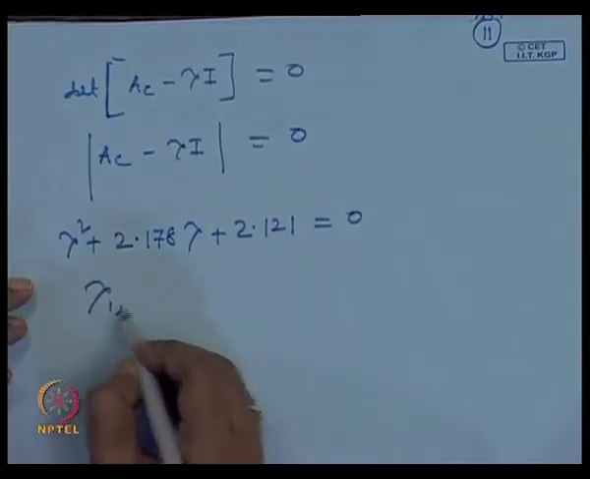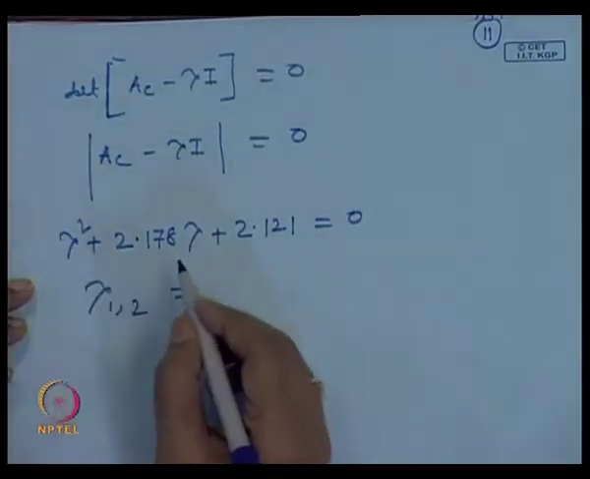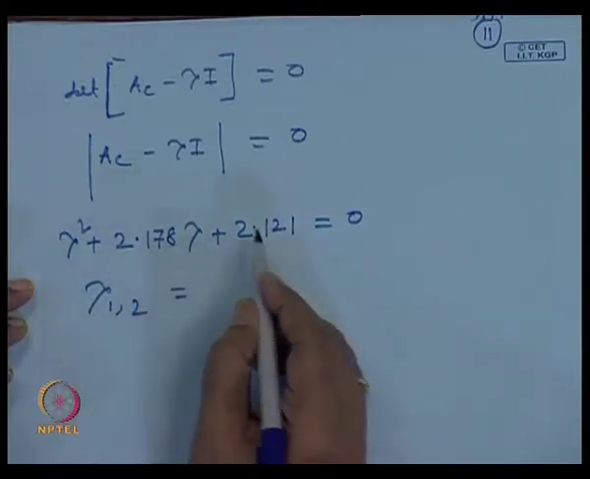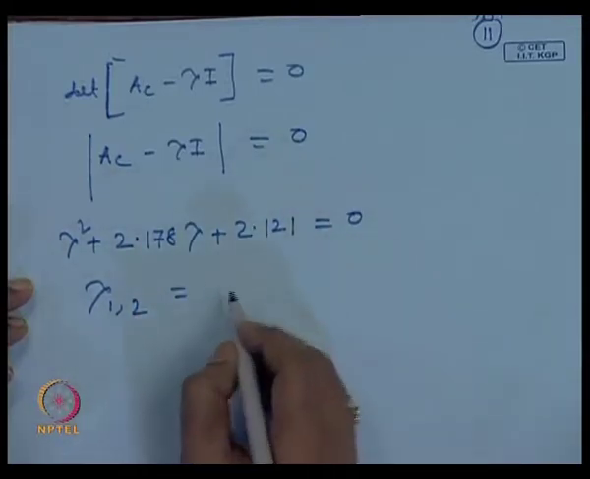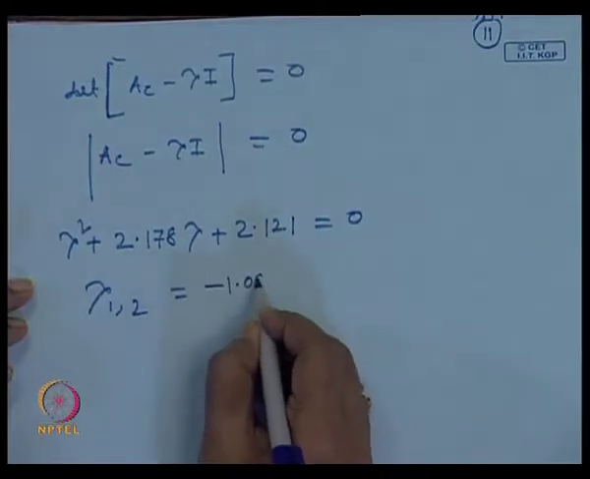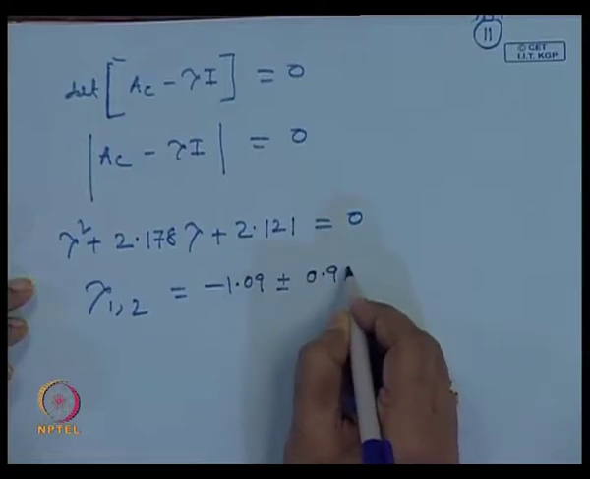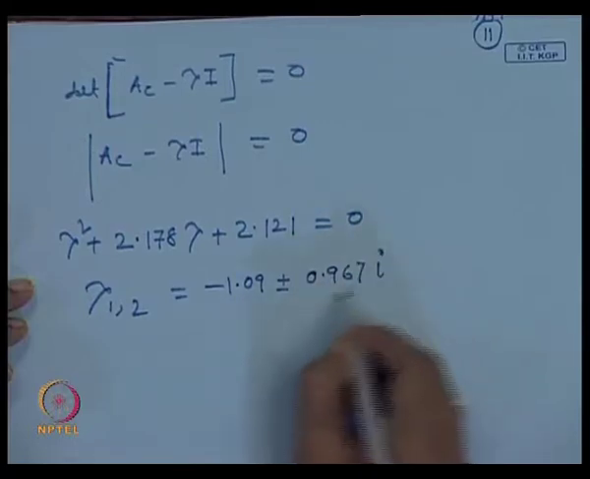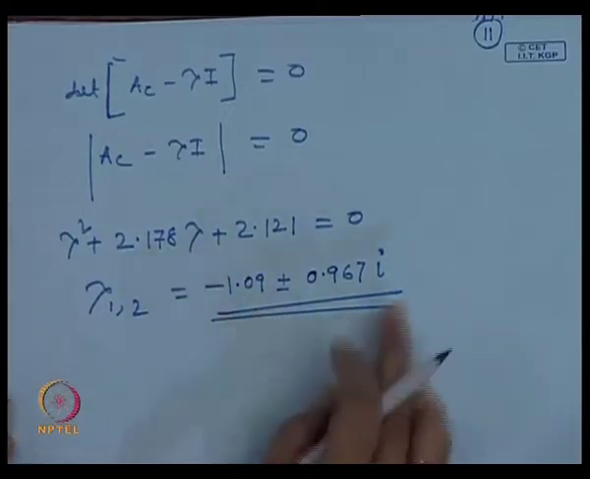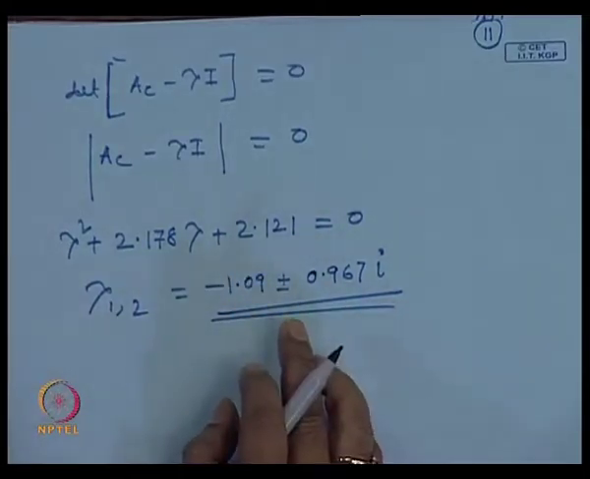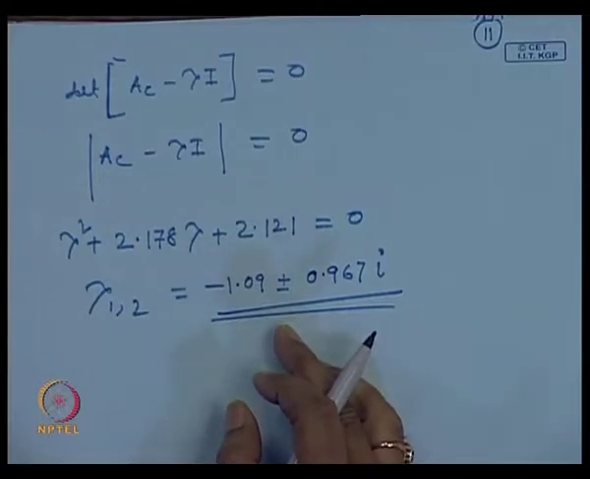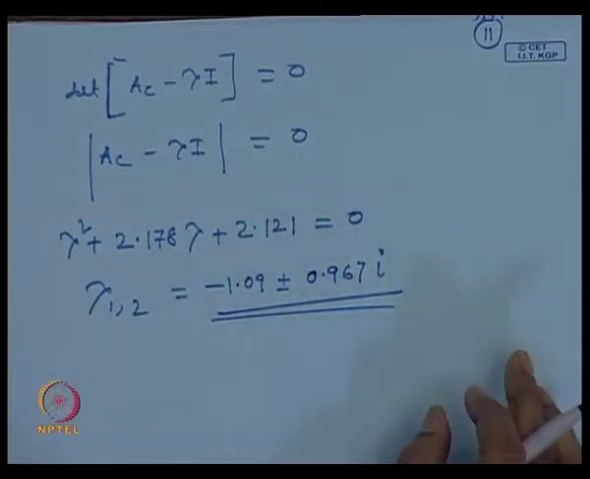The eigenvalues of this quadratic equation are minus b plus minus root over b square minus 4 a c. If you do it, you will get minus 1.01 plus minus 0.967 i. The real part of this is negative, so the system is stable. That means, with the application of this controller, the system response will be stable, meaning it will bring the state from the initial state back to an equilibrium state.